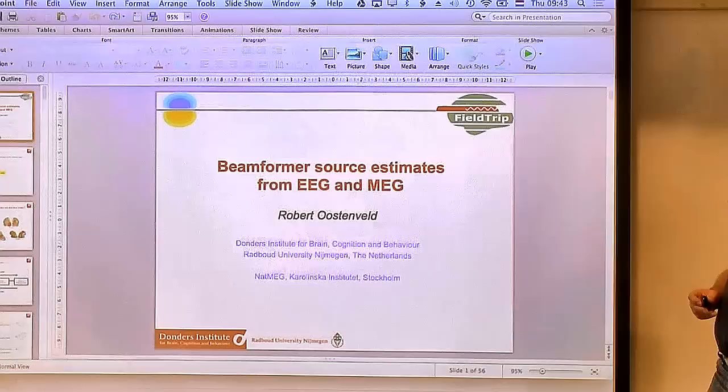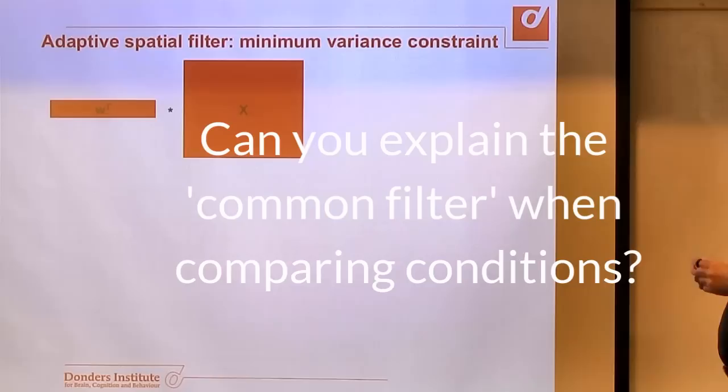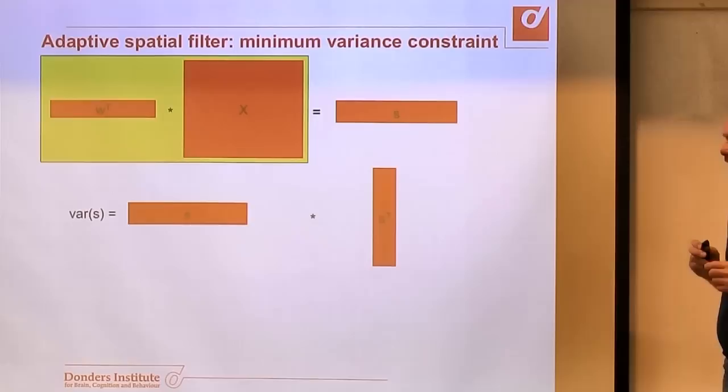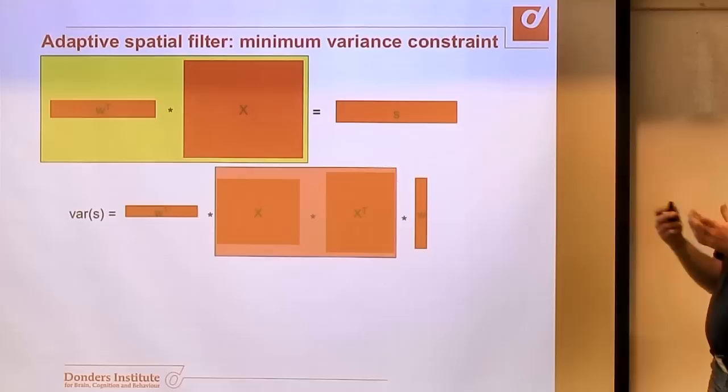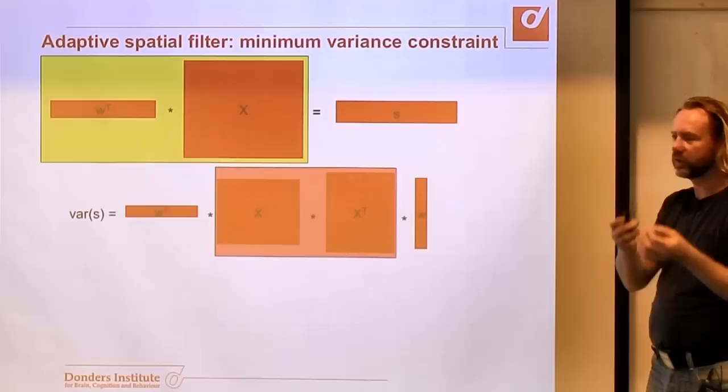Any questions? So what we have is a filter times the data. And on this slide, I'm explaining how the filter is computed by minimizing the variance. This is the data covariance matrix. And given this data covariance matrix, we have the variance of a source. And the variance of a source is the power of a source. Quite often, if we're not yet interested specifically in the temporal aspect of the source, we're just going to look at how strong the source is, what its variance is.